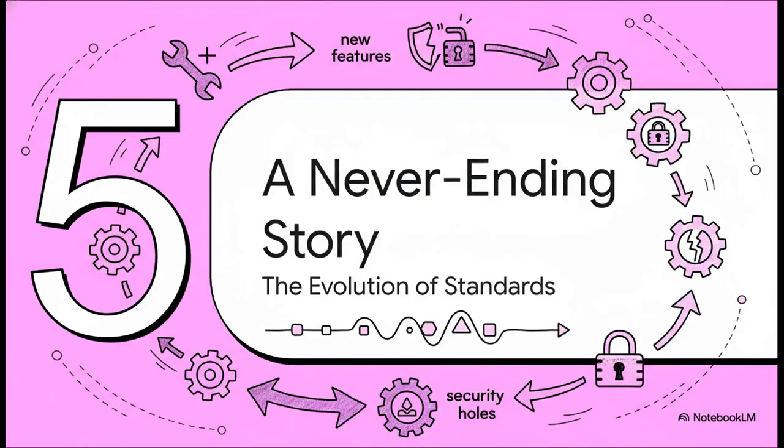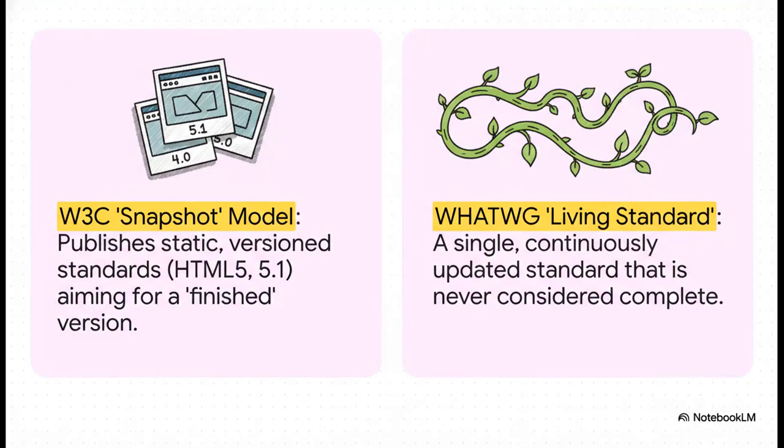So you see this pattern, right? This constant cycle of innovation and then reaction. We add cool new features, and then we have to scramble to find and fix the security holes they create. And that whole idea leads us right to our final, and maybe most important point, about how the web works today. For a long time, the two main groups working on HTML had completely different ideas about how to do it. The W3C, they liked the snapshot model.